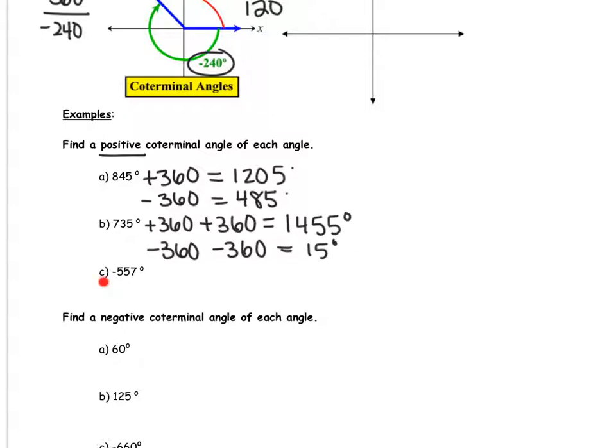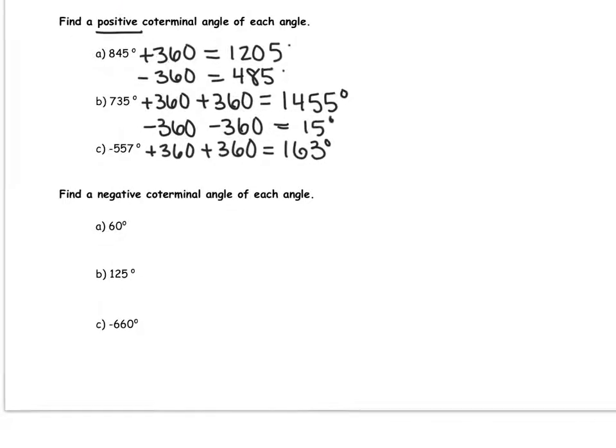Okay, let's look at part C. If I want to find a positive coterminal angle to negative 557, I'm going to have to add 360 twice until it becomes positive. Otherwise, it's negative, and I can't have that. So if I add 360 and add 360 again, I get positive 163. Okay, what I'd like you to do now is try the next three by yourself, finding a negative coterminal angle, and then we'll go over those in class. All right, let's move on to the next page.